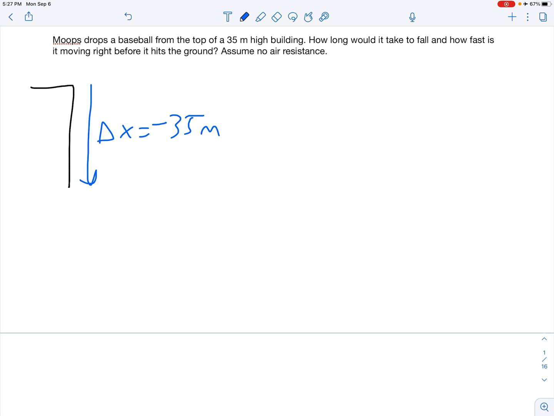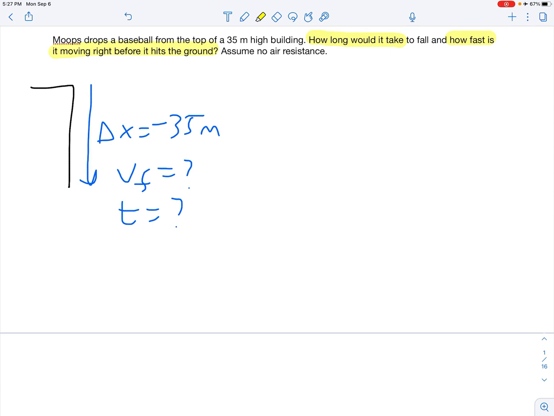And we're trying to figure out how fast the ball is going right before it hits the ground and how long it takes. So I can see that right here. How long would it take? That's a time. And how fast is it moving right before it hits the ground? So those are my two question marks. So I need two answers.